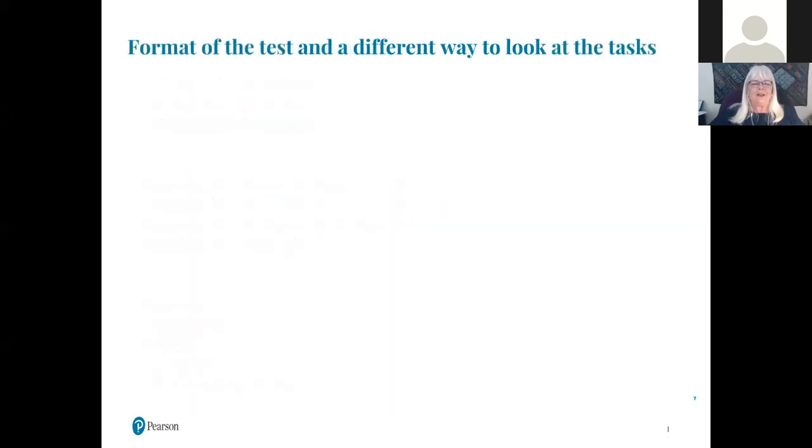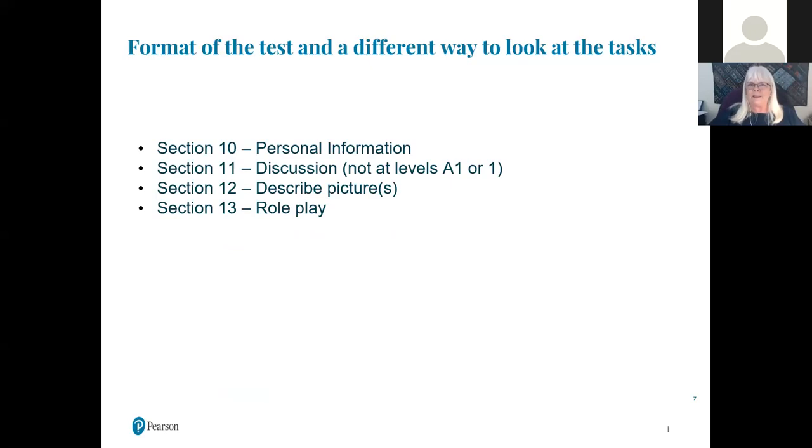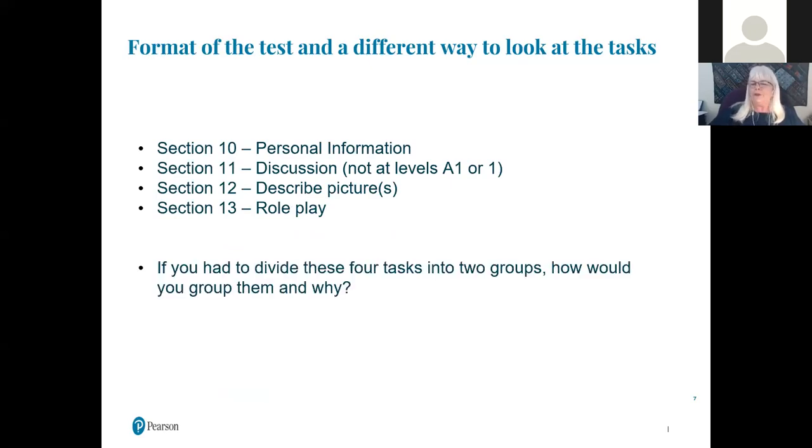So I want to invite you to look at the test in maybe a slightly different way. Now this could possibly be how you always think of it, but I'm just going to invite you to look at it from a different perspective. If you had to divide these 4 tasks into 2 groups, how would you do them? How would you group them, and why? I don't need you to answer me. You don't need to put the answer in the chat. It's just for your own process. How would you group them and why?